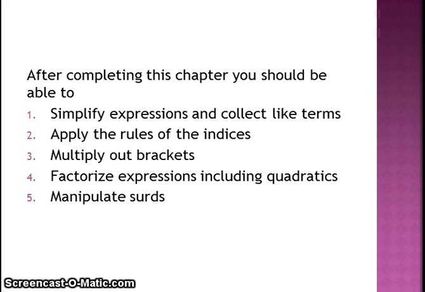Factorizing expressions will enable you to solve equations. It could help sketch the graph of a function. A knowledge of indices is very important when differentiating and integrating. Surds are an important way to give exact answers to problems, and you will meet them again when solving quadratic equations.